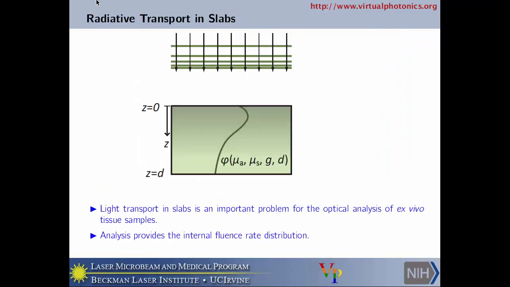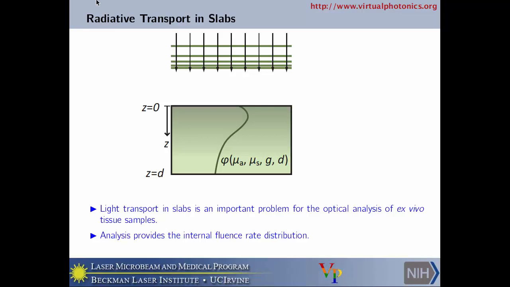So now I want to transition to radiative transport in slabs to provide a segue to Rolf's talk in a little bit. So this is clearly an important problem in the optical analysis of ex vivo tissue samples. And the analysis that I'll provide here will focus primarily on the internal fluence rate distribution. Here, I'm not going to have Monte Carlo simulations, just the results from the delta P1, which tend to be quite good regardless.